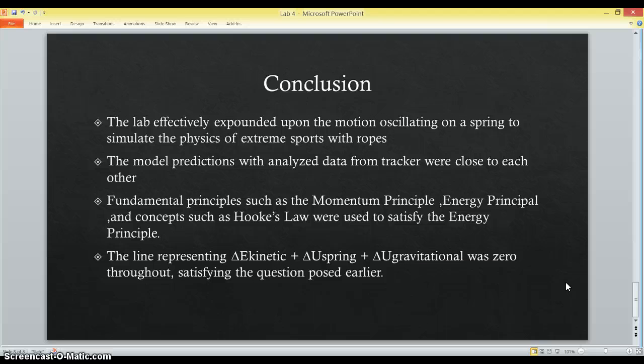In conclusion, the lab effectively expounded upon the motion of oscillation on a spring to simulate the physics of extreme sports with ropes. The model predictions with analyzed data from Tracker were close to each other. Fundamental principles such as the momentum principle, energy principle, and concepts such as Hooke's law were used to satisfy the energy principle. Lastly, the line representing the change in E kinetic plus the change in U spring and change in UG was 0 throughout, satisfying the question posed earlier.